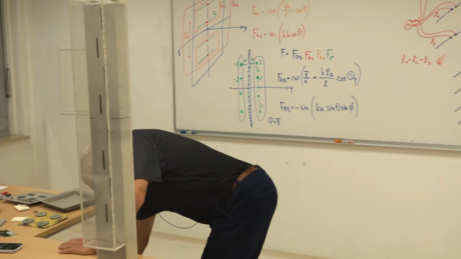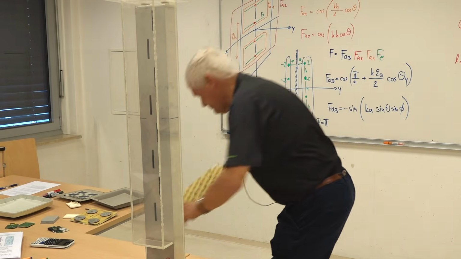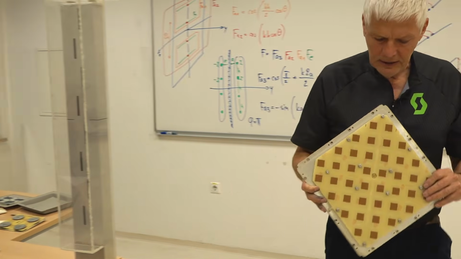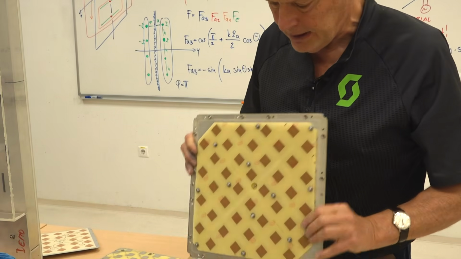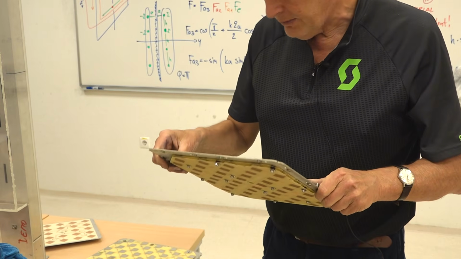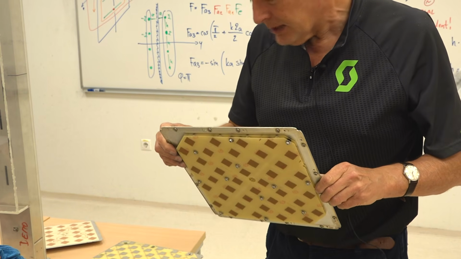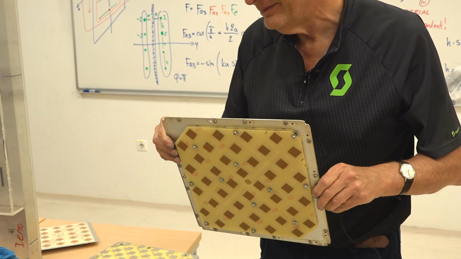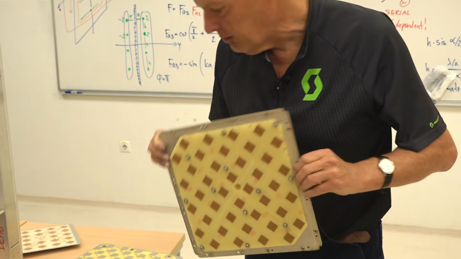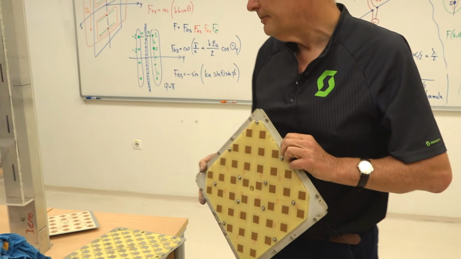Here I have other similar things. Also these patches have even reactive elements on top, but this one is also a very bad antenna because it has good directivity but bad gain. Here the efficiency is low because of losses in the feed network.